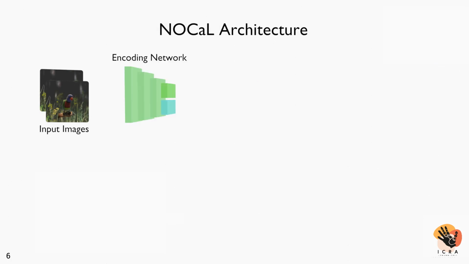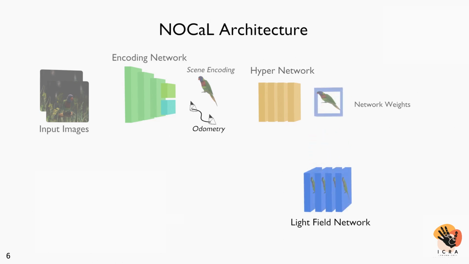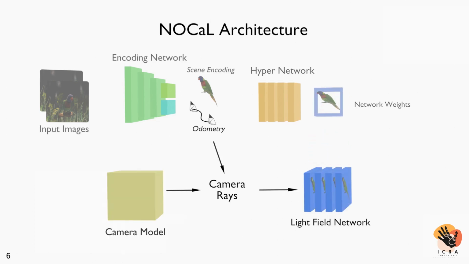Here is an overview of NOCaL. First, the input pair is fed through the encoding network that learns to produce a latent scene encoding and an estimated pose between the frames. The hypernetwork takes this scene encoding and learns to produce the weights of a light field network that represent these input images. These weights can then be injected into the light field network, which can be queried with a set of rays that correspond to the cameras at the input images.